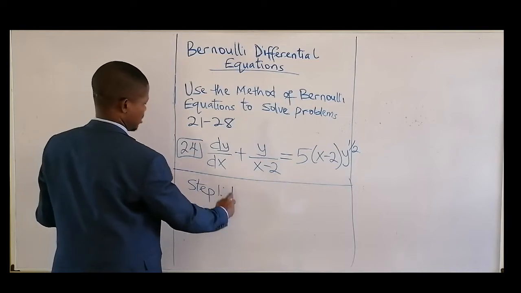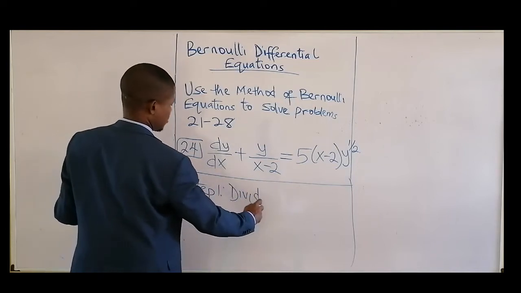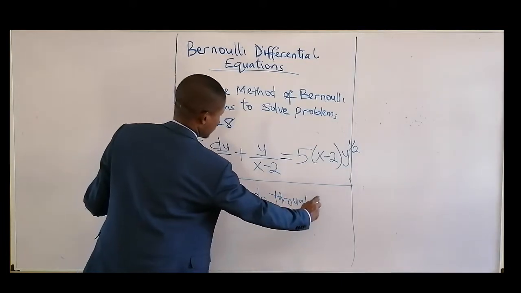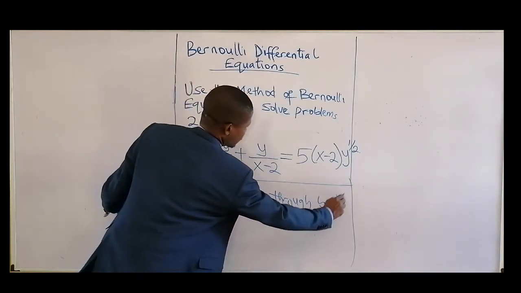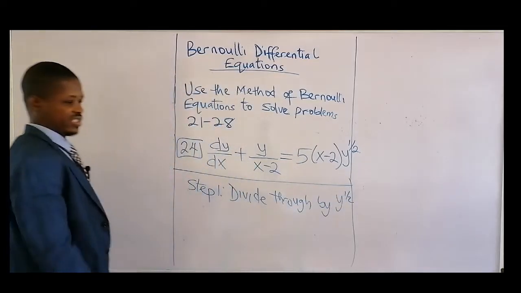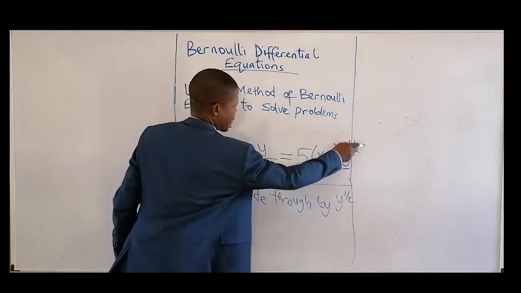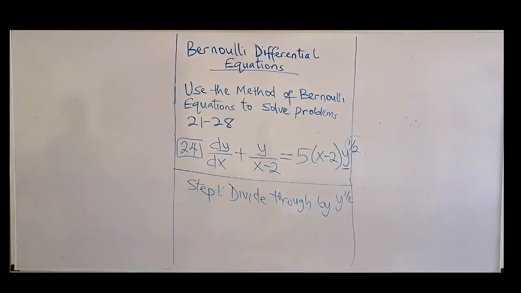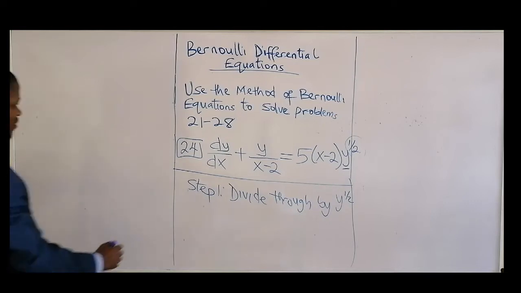Step one, divide through by what? By y to the half. We said that the power of y here must not be 1 or 0. So if it's not 1 or 0, then you use the Bernoulli differential equation method to solve it. And that will give us what?